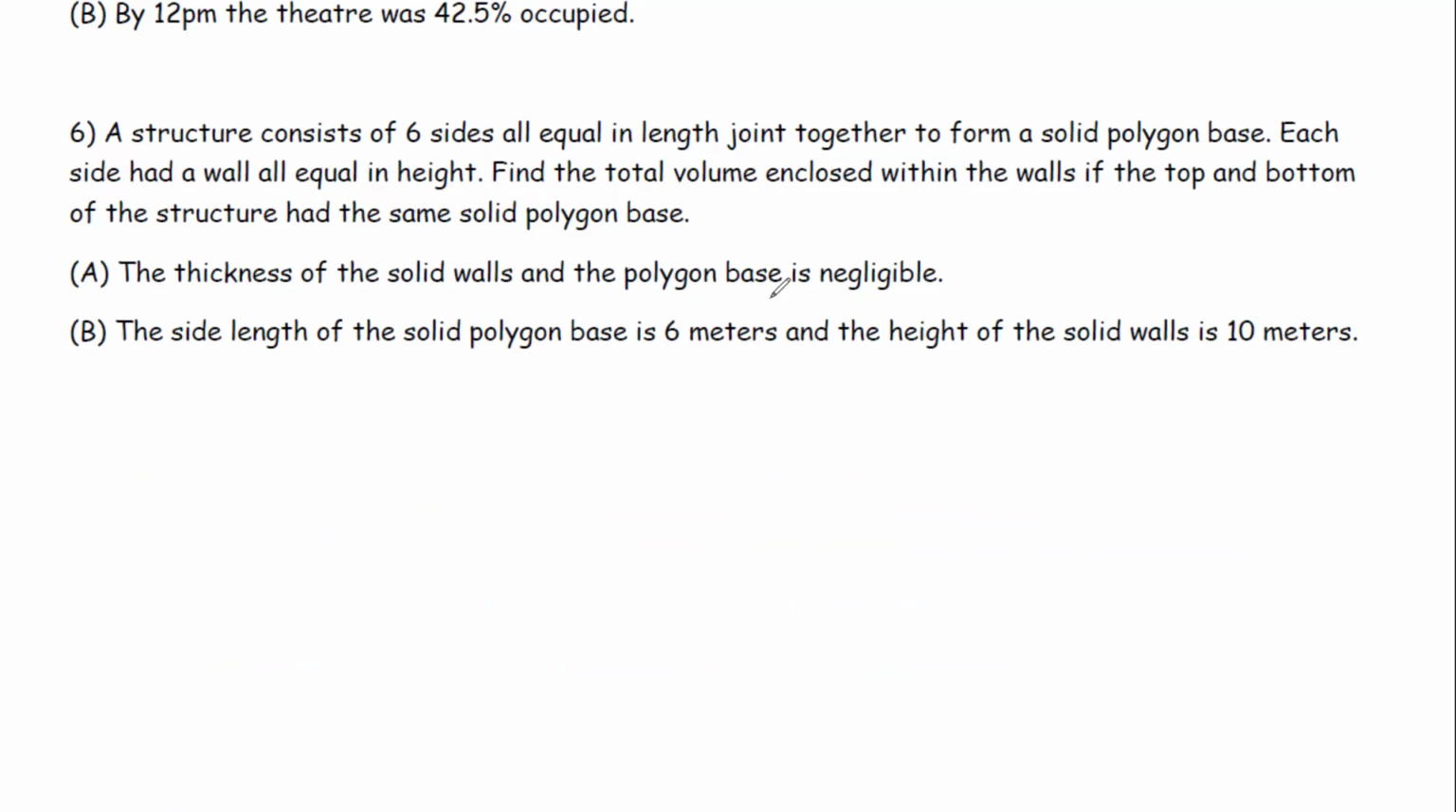Should be has a wall, not had a wall. So each side has a wall all equal in height. Find the total volume enclosed within the walls if the top and bottom of the structure had the same solid polygon base. So basically, it seems it's a hexagonal structure. Yeah. So with a hexagonal base and hexagonal top. Yeah. Right. So let me see if I've got a hexagon.